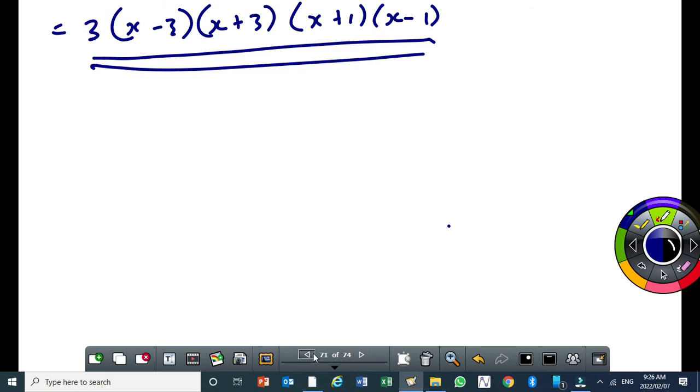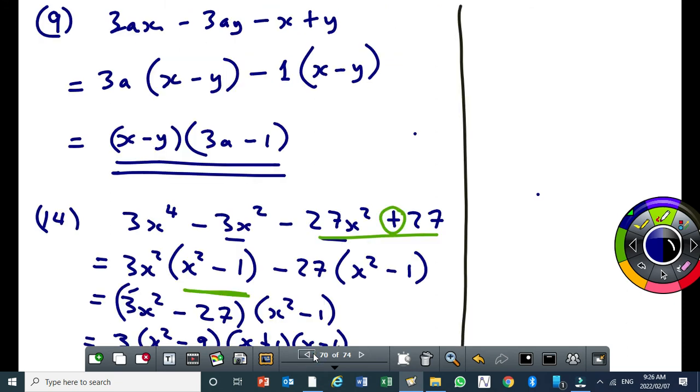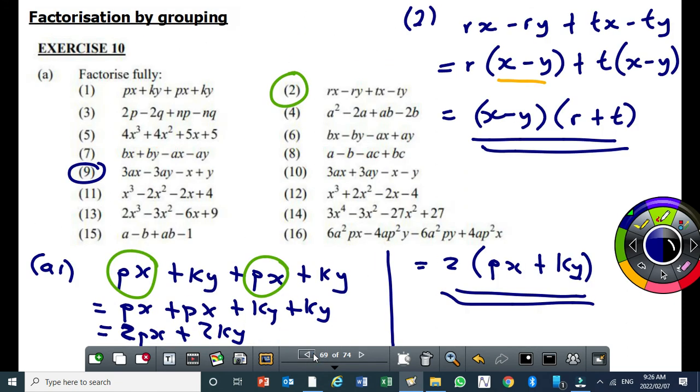Okay. Let's do another one before I introduce a new method of factorizing. Can you do number 15? I'll give you homework by the way. Number 15 is a minus b plus ab minus 1. It's also a plus exercise.